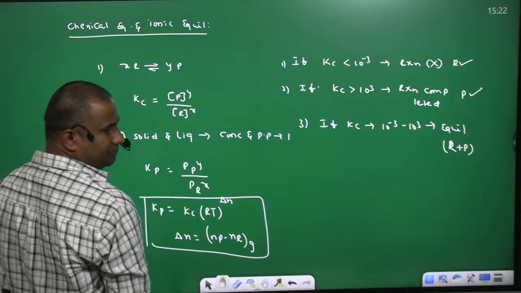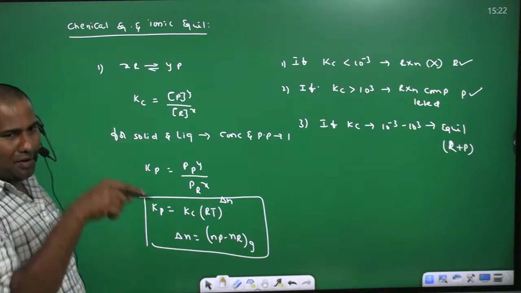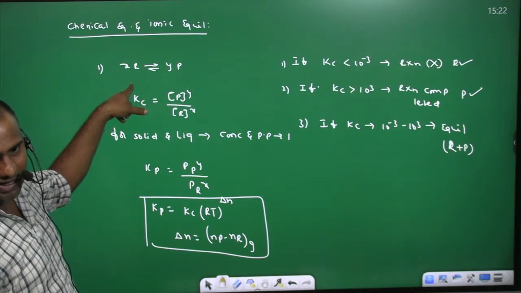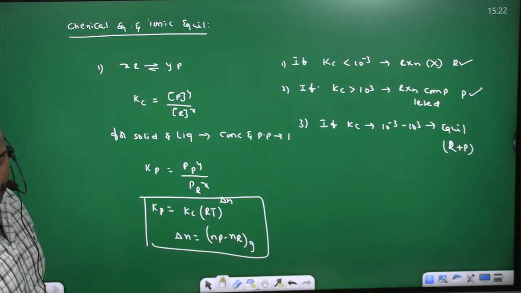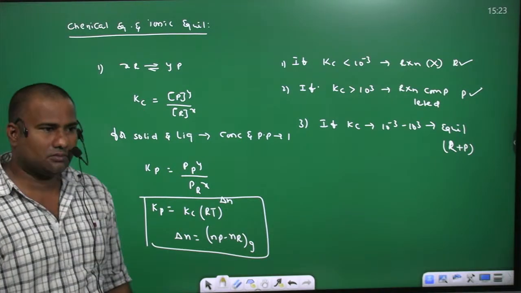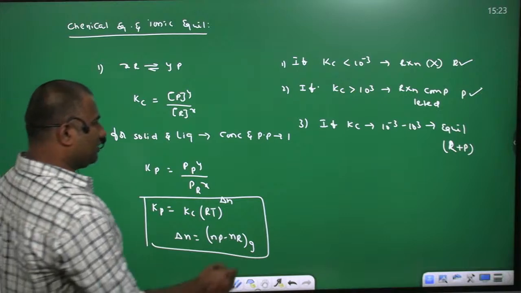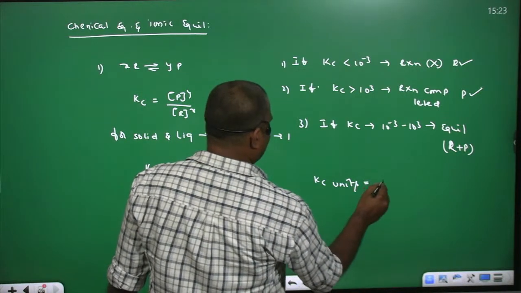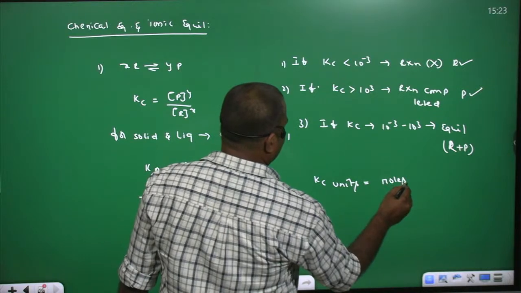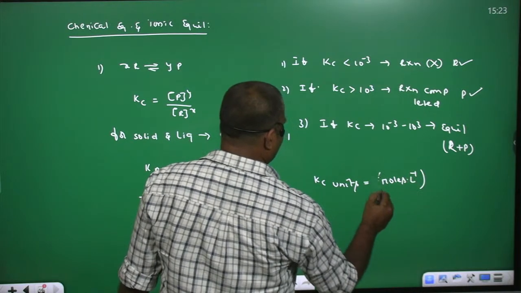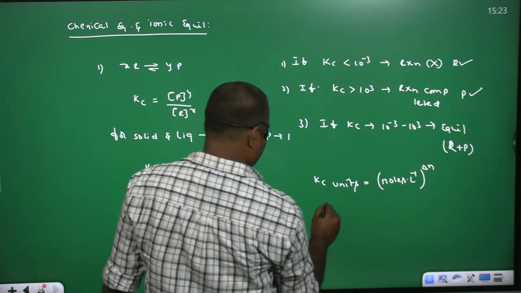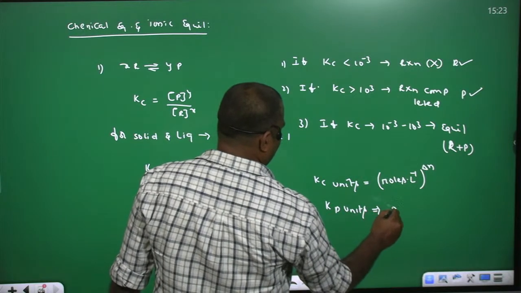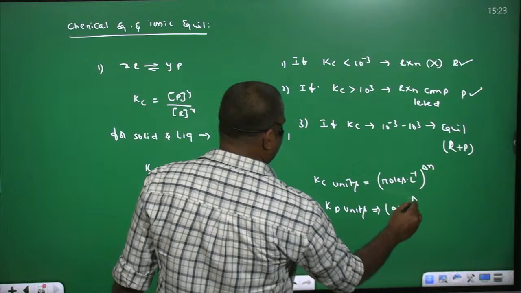Partial pressure of P power Y, because P is the product and R is the reactant. Next, coming to Kc units: moles per litre, inverse, power delta N. Kp units: atmosphere power delta N.